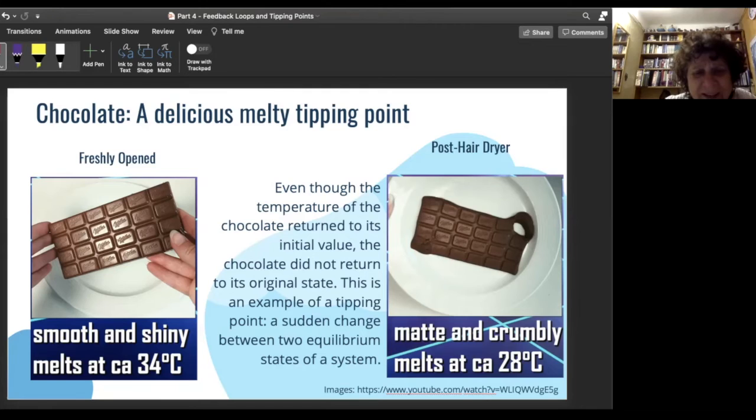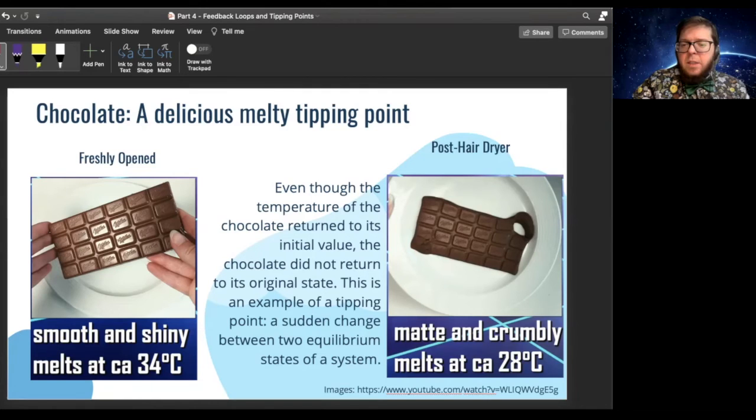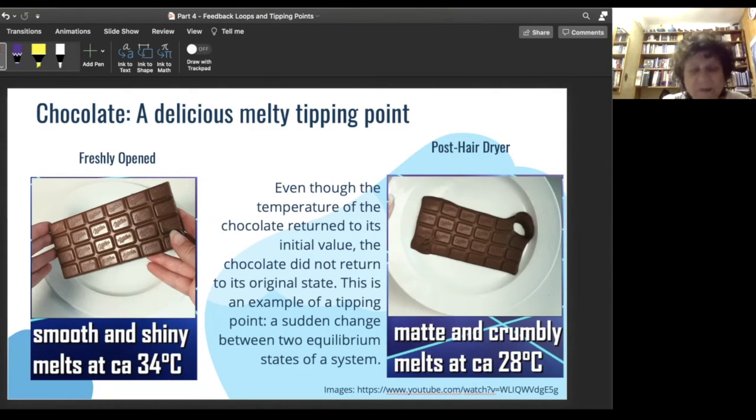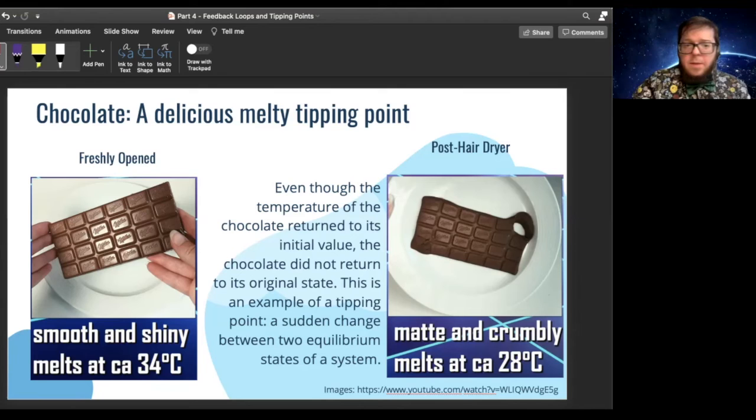What's CA? Oh, I think she's using that. The source I got this from is using that to mean circa, or about, melts at about 28 degrees Celsius. Yeah. Okay. Yeah, that's fair. That was not obvious. So that's tipping points in chocolate.